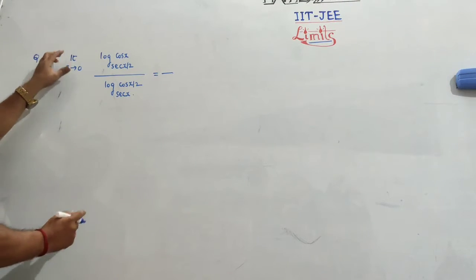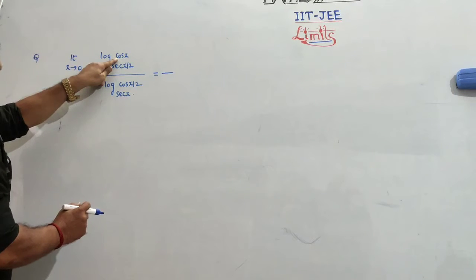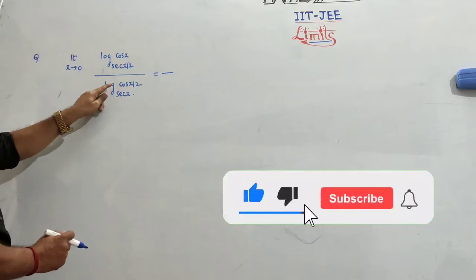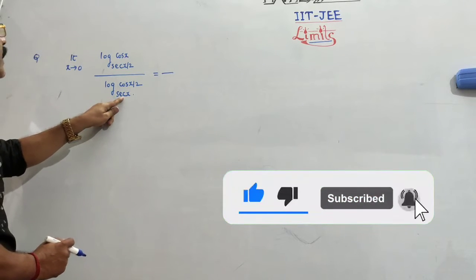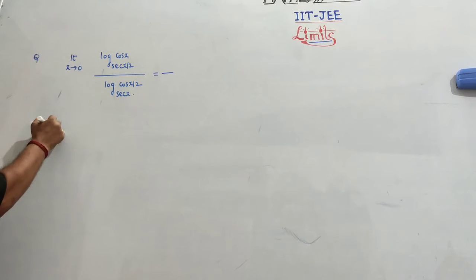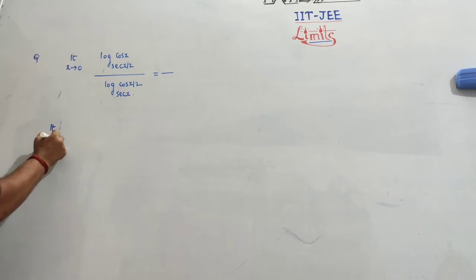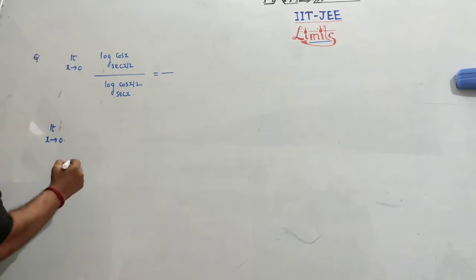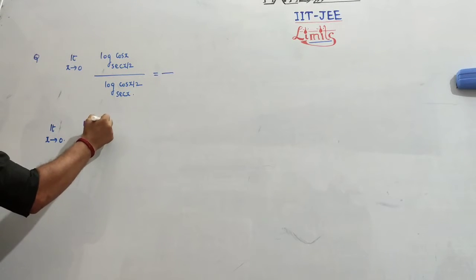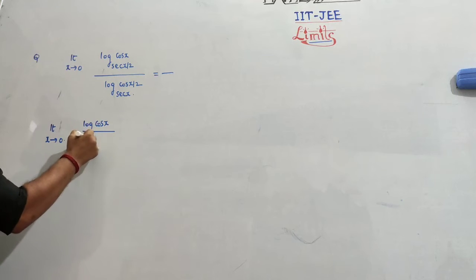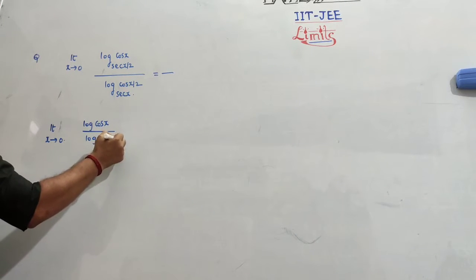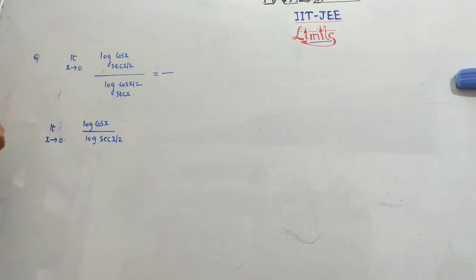Limit x tends to 0, log of cos x to the base secant x by 2, whole divided by log of cos x by 2 to the base secant x. So this is the question. Now the question is limit x tends to 0. Actually it can be written as log cos x divided by log of secant x by 2, this fraction.